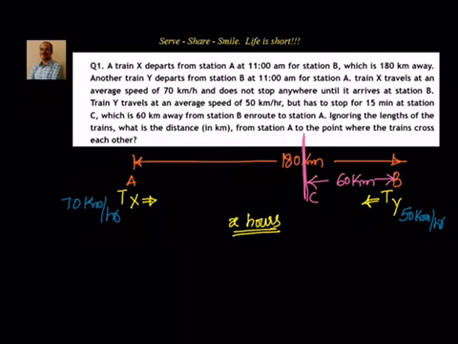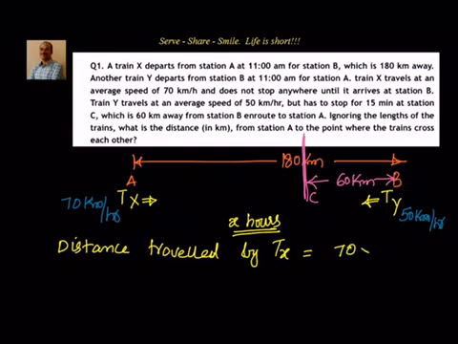So the distance traveled by train X is equal to speed into time, that's equal to 70 into x hours, because we said after x hours somewhere here we are meeting. So this distance is 70 into x.